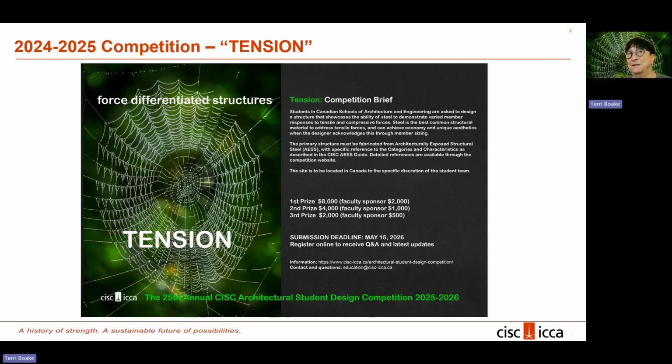We are also very excited that this is the 25th annual CISC Architectural Student Design Competition, and I've had students involved with these from the very, very first year. And so it's really wonderful to see such an enduring competition.